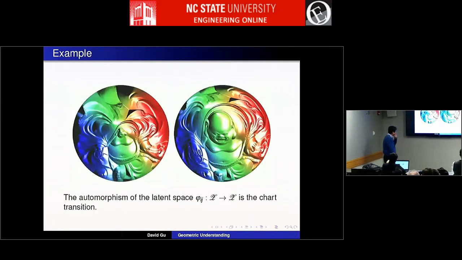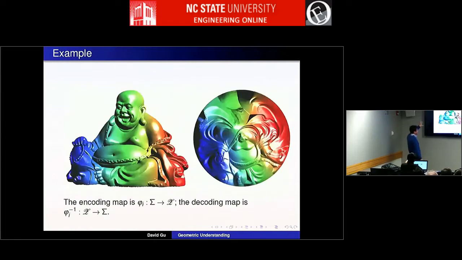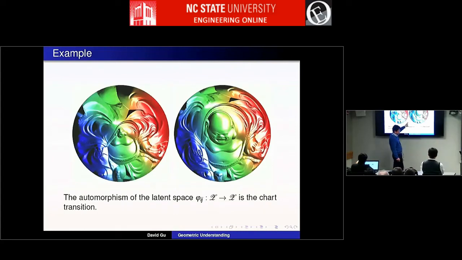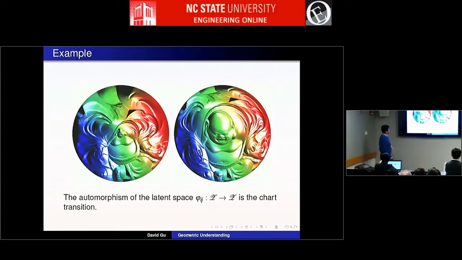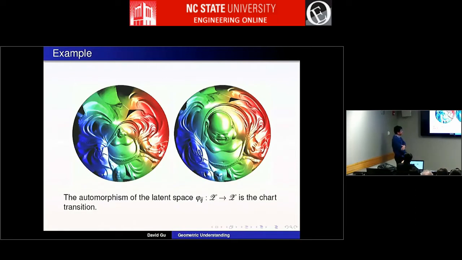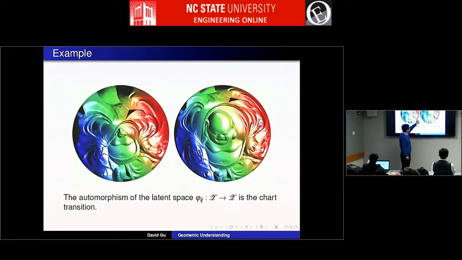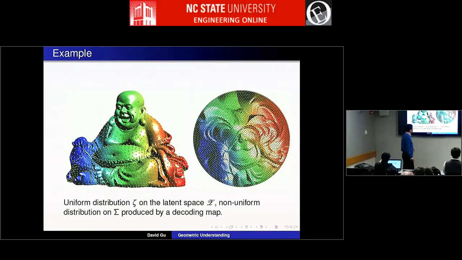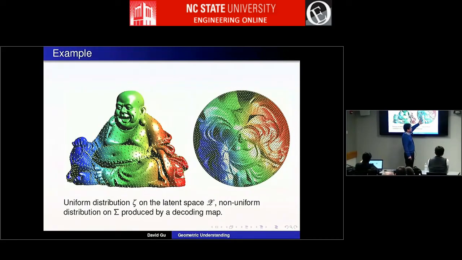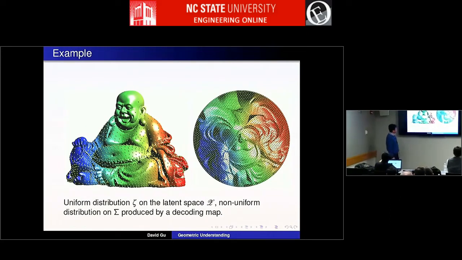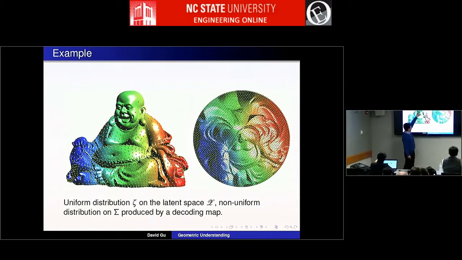Here we see different encoding maps. We map the curved manifold from the ambient space to the latent space, but the mapping is not unique. Actually, there are infinitely many such mappings. We can compare those two mappings. The significance of different mappings is that they change the probability distribution. Suppose we put a uniform distribution on the latent space. When we pull back this uniform distribution to the original data manifold, we see that the distribution is non-uniform. Some parts are denser, some parts are sparser.